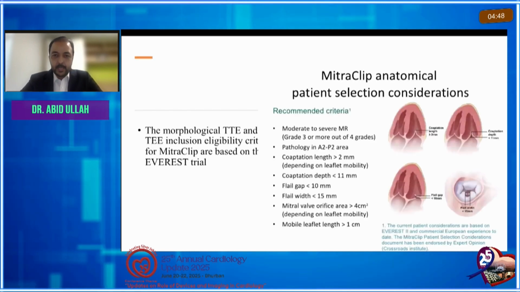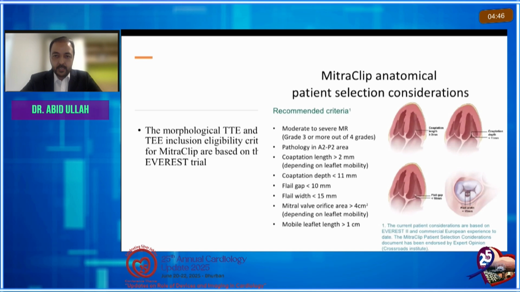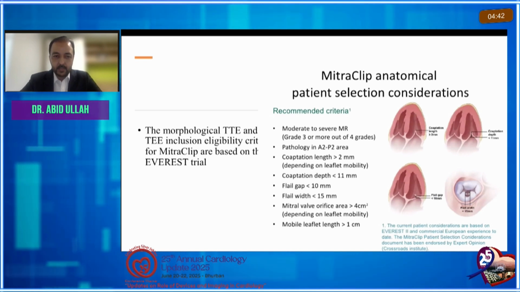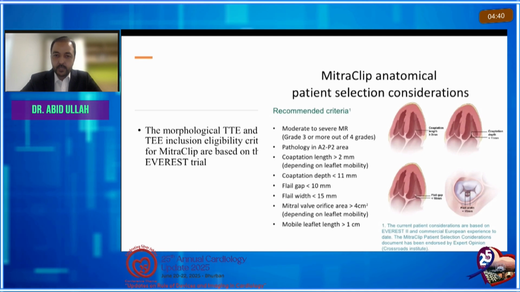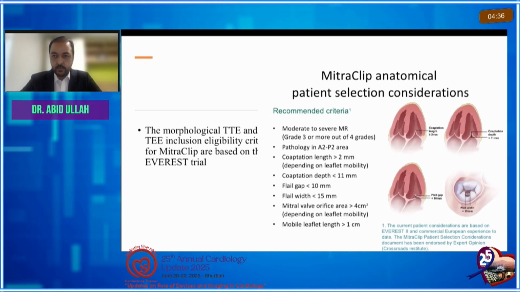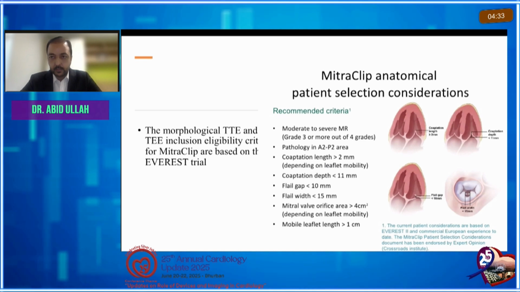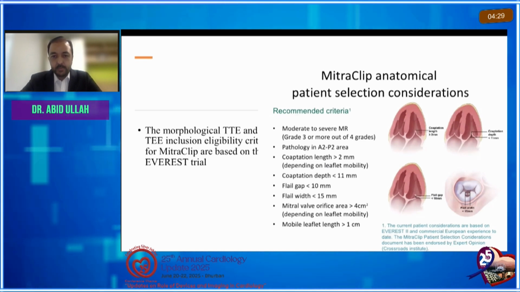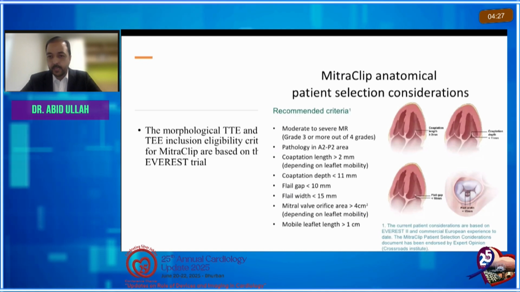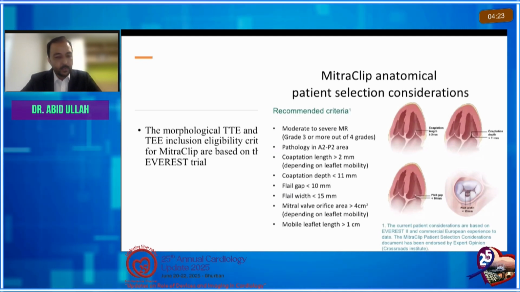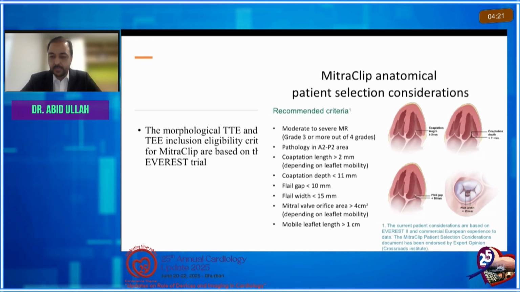If you look at the selection criteria for patients to consider the mitral clip, they are based on the EVEREST 2 trial: moderate to severe mitral regurgitation, pathology ideally in the A2P2 area, but now the operators are pushing it more and more. Coaptation length of more than 2 millimeters with a coaptation depth of less than 11 millimeters, and a flail gap of less than 10 millimeters with a flail width of less than 15 millimeters.